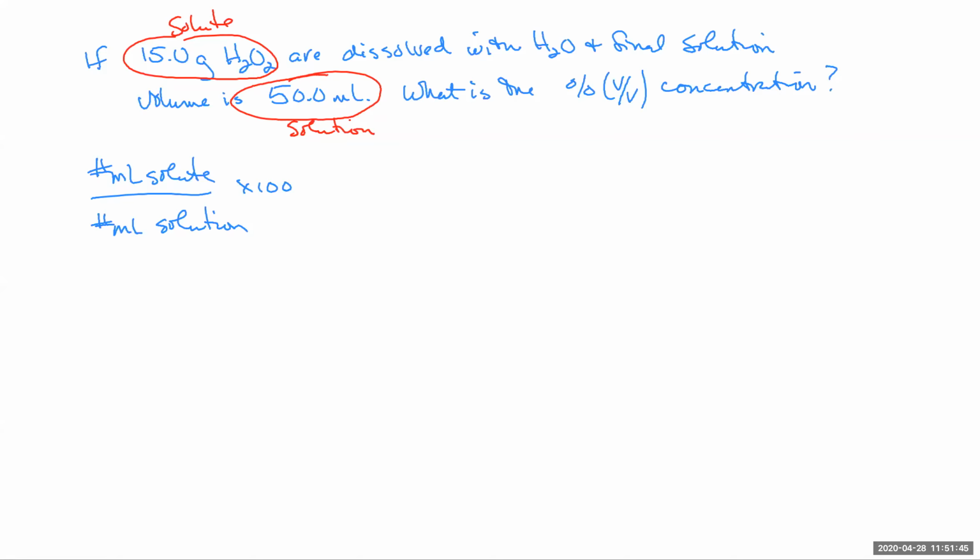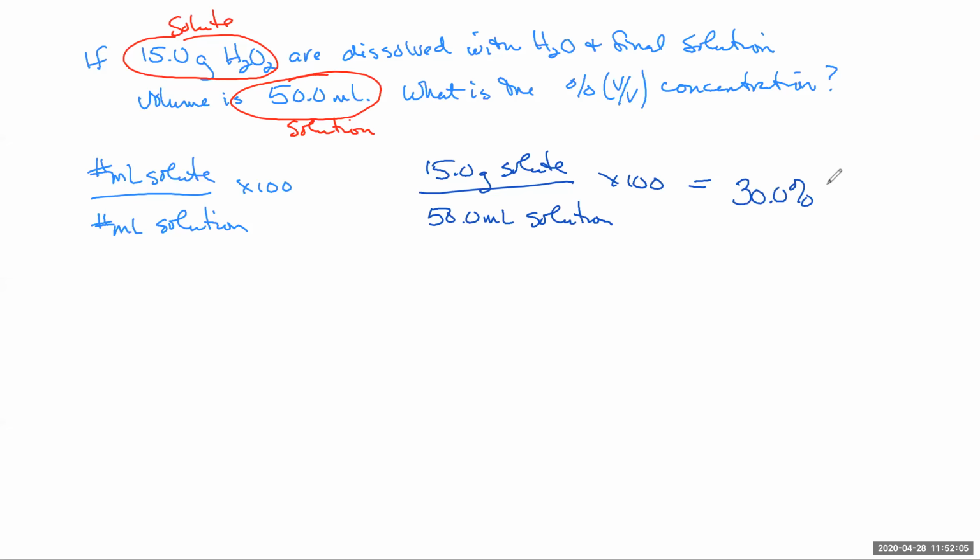And so then it just becomes a kind of a plug and chug problem where I'm going to say I have 15.0 grams of solute divided by 50 milliliters of solution times 100, and keeping with sig figs, that would give me a 30% volume to volume solution. So they really are that easy, that simple to do. So here would be another problem.